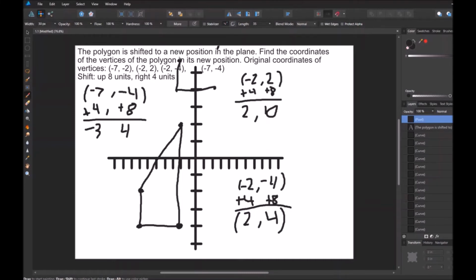And we can see that we do have a translation of this original polygon here. And if we could go off the graph, you would see that this point is up there.